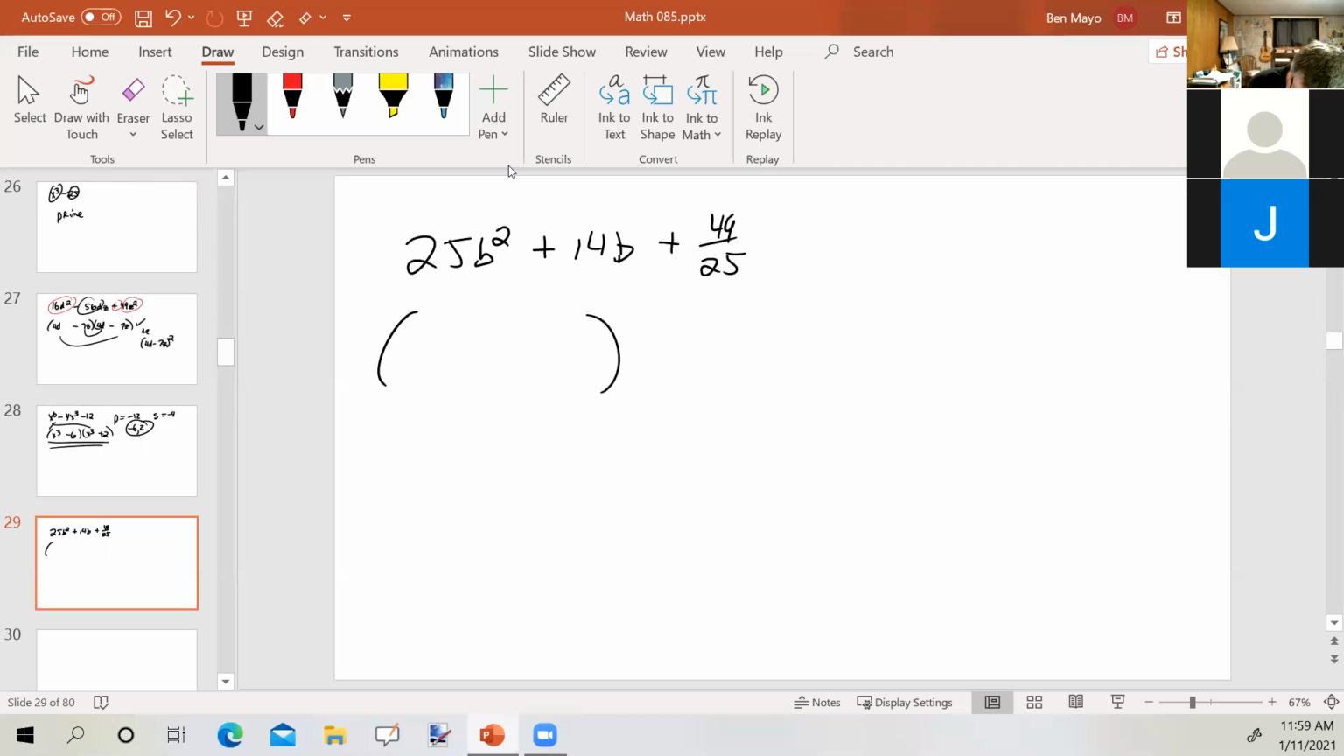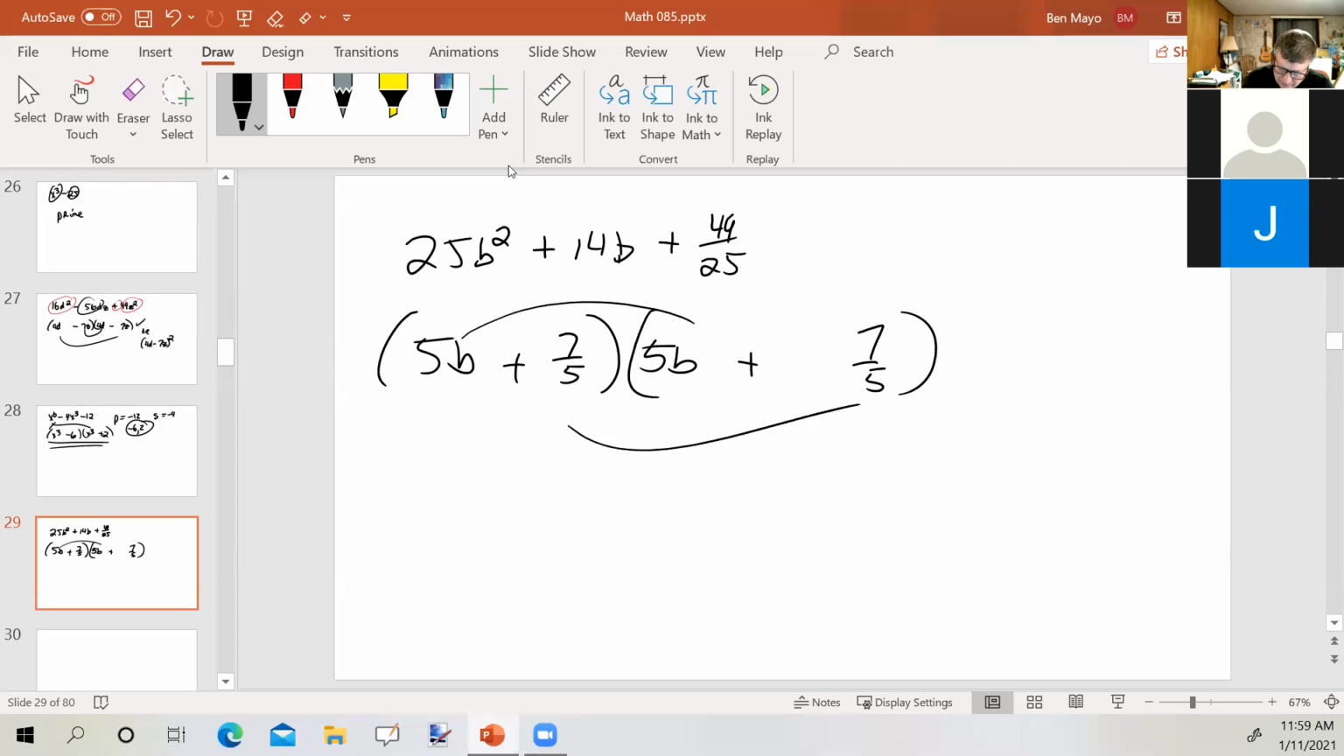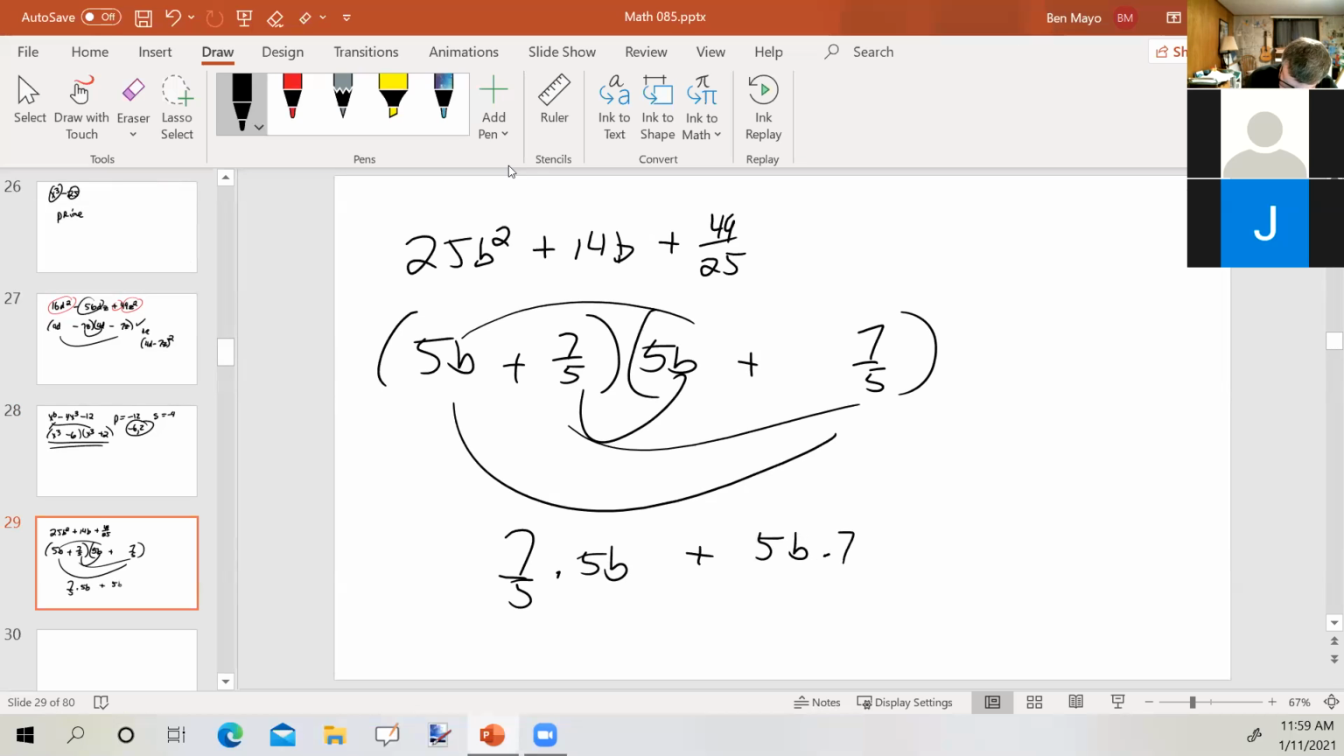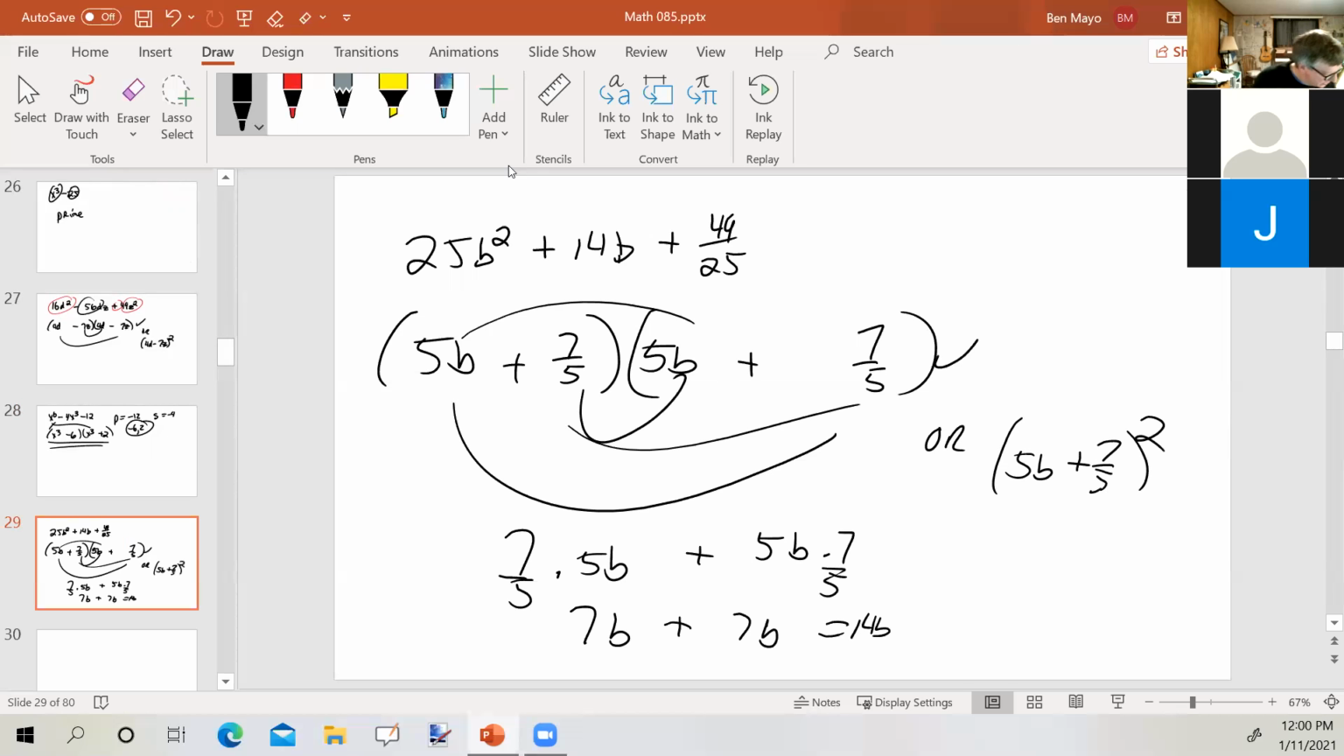So, let's see here. 5b, 7/5. I said 7/2, I meant 7/5. 7/5 plus sign. Well, that would give us 25b squared. That would give us 49 over 25. But what about the middle? Well, 7/5 times 5b plus 5b times 7/5 would give us 7b plus 7b, which is 14b. So it checks. Or again, we could write it 5b plus 7/5, the quantity squared.